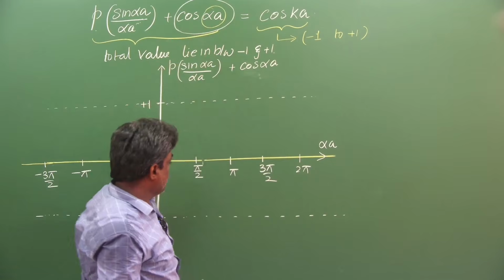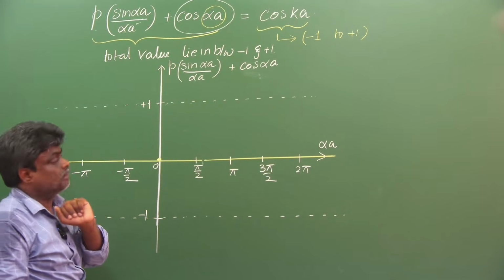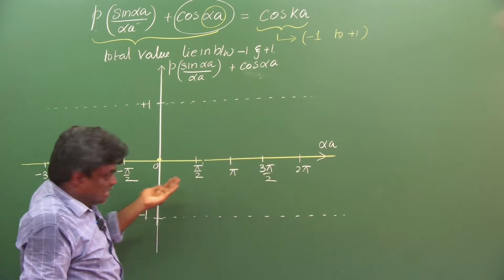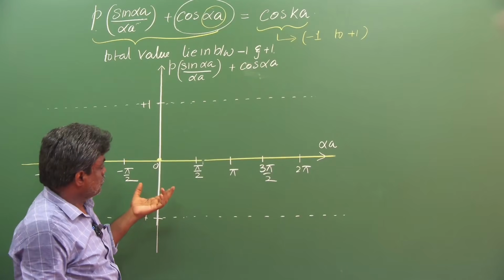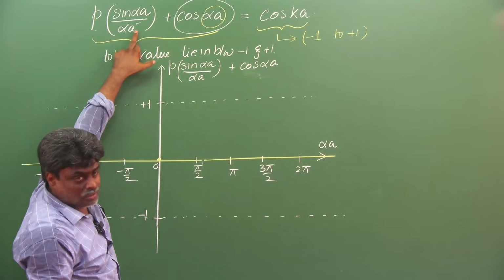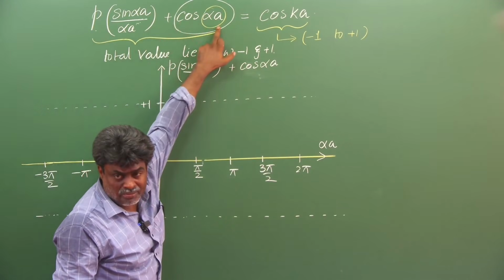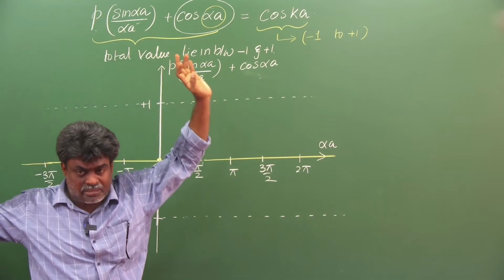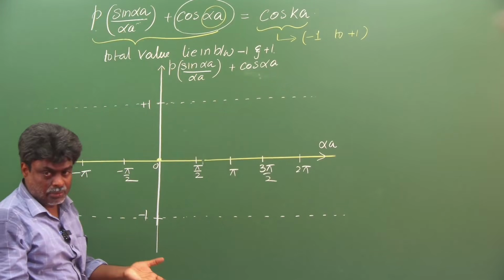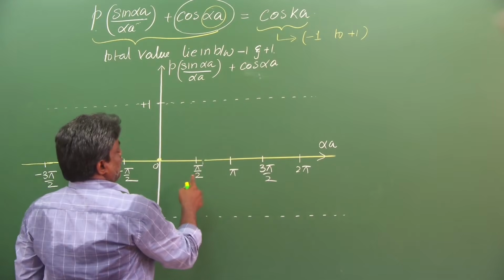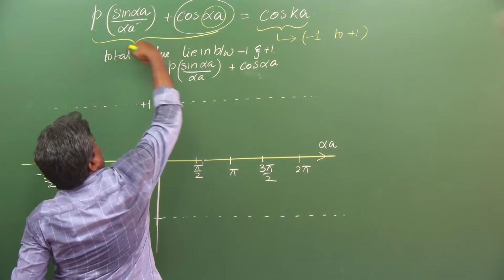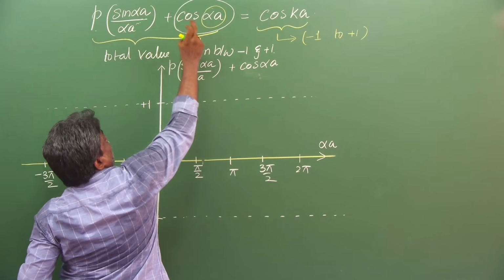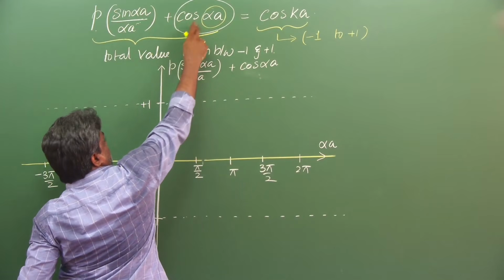Now ready? One more time I am saying. As alpha A is tending to 0, this value is 1, so that is why P plus cos alpha A. I am taking that P is tending to 0. What is the reason? I already explained there. Tending to 0, very small. That is why the left hand side value is dominated by cos alpha A.